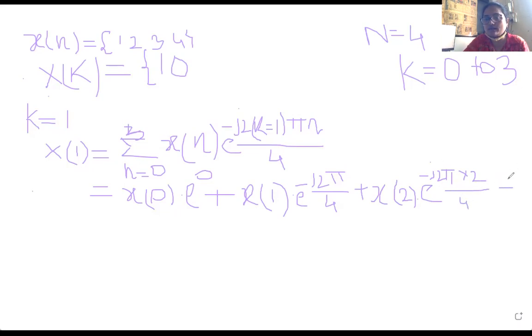Plus the last value of n is 3. So what I am going to write here is x of 3 multiplied by e raised to minus j 2 pi multiplied by 3 divided by 4. So the next value is e raised to minus j 2 pi multiplied by 3 divided by 4.